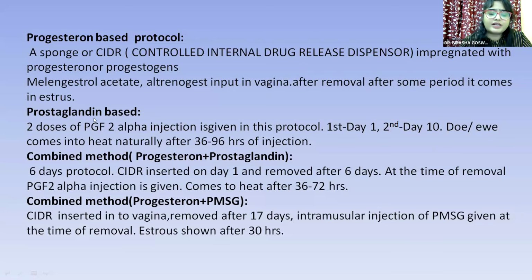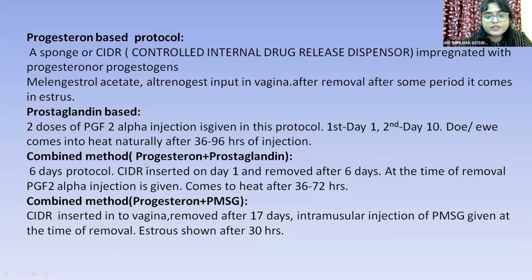Another method is the prostaglandin based method. This method is most popular in cattle and buffalo. Here two doses of prostaglandin injection, PGF2 alpha injection, are used. The first injection is given on day 1 and the second injection on day 10, and after 36 to 96 hours of the second injection, the animal comes into heat naturally and we can inseminate the animal.